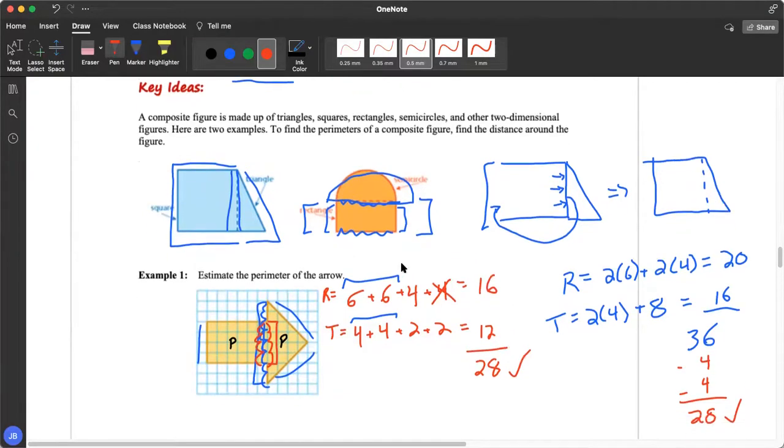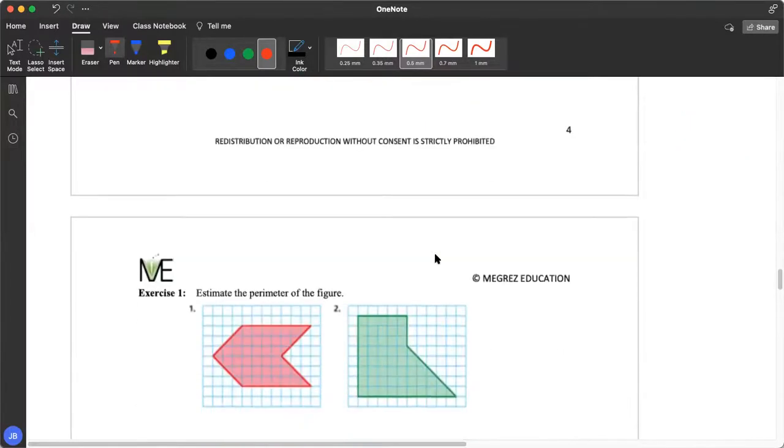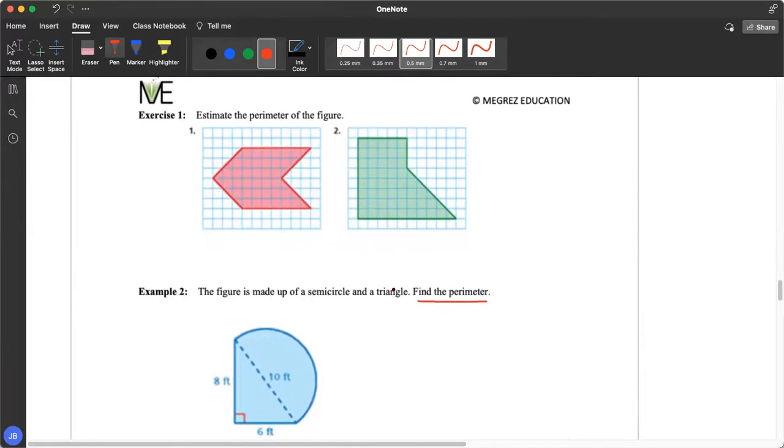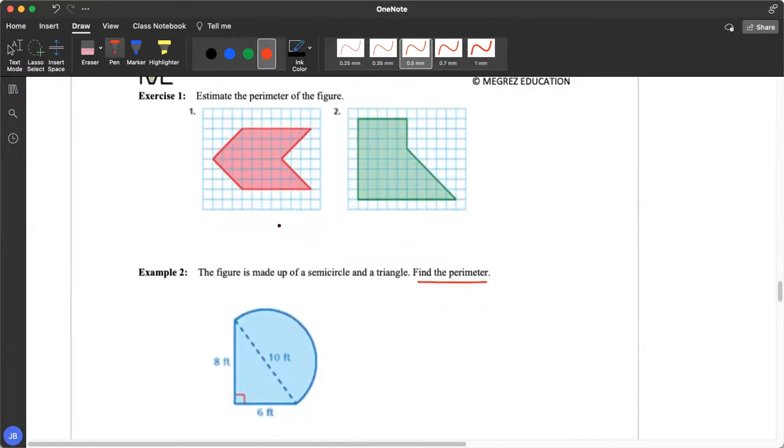All right, perfect. Let's see. So we're going to estimate the perimeter of these figures, and then we will find the perimeter of this one. So let's do this. Andy, you got number 1. Melissa, you got number 2, and feel free to annotate. And Julia, you got example 2. If you have any questions, let me know, and I can help you out.